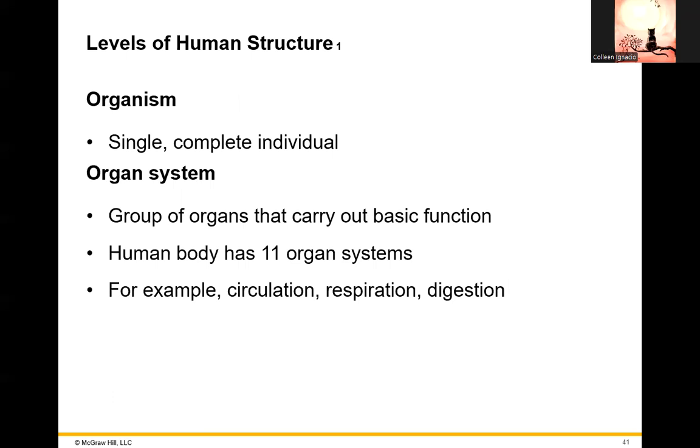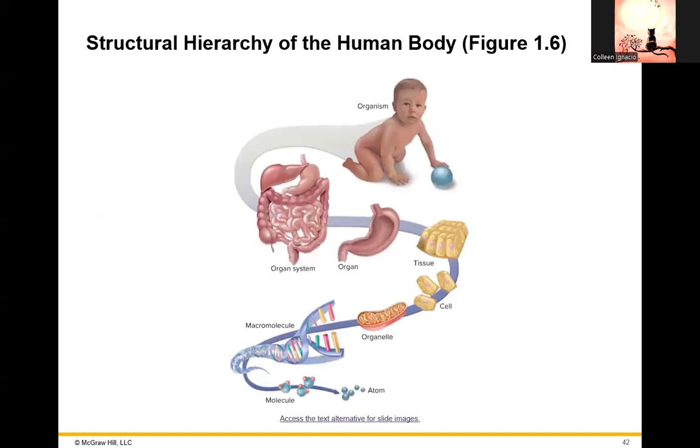Okay, so what is an organism? An organism is a complete individual. Okay, that's you, that's me. An organ system is a group of organs that carry out a basic function. So the human body has 11 organ systems. So we have the circulatory system, respiratory system, digestive system. Those are just some examples of the organ systems.